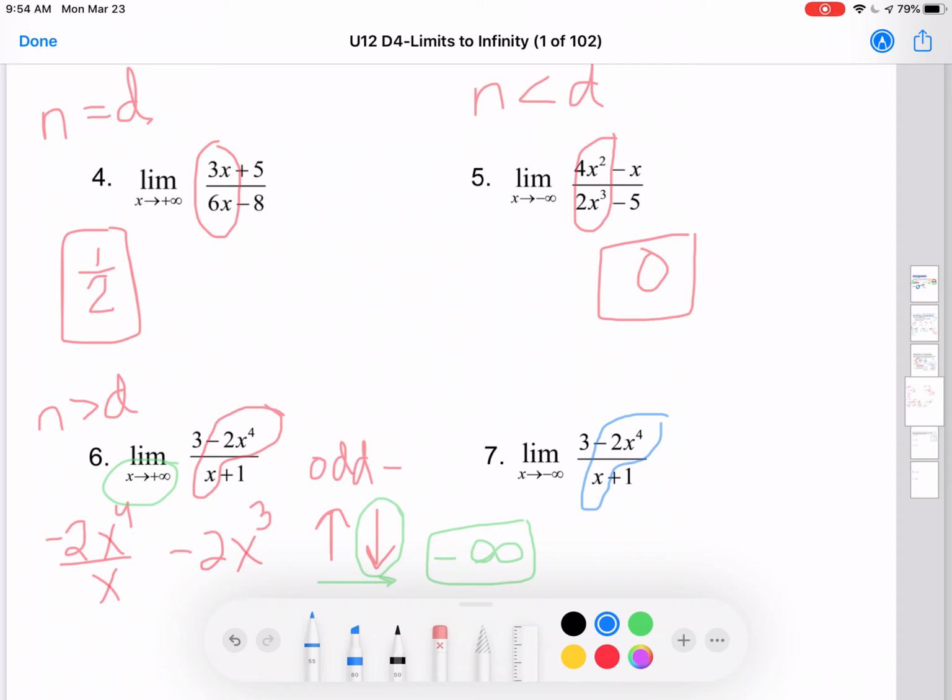Oh, I'm using the same example. Same example from here. Okay, so we're just going towards negative infinity now. So negative infinity means go this way, so it would be positive infinity.